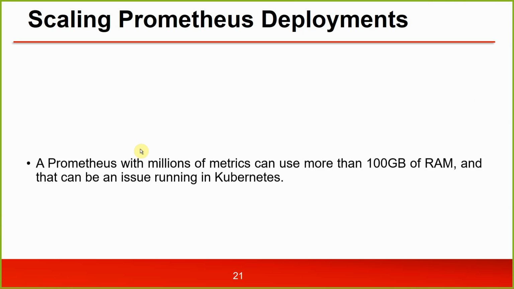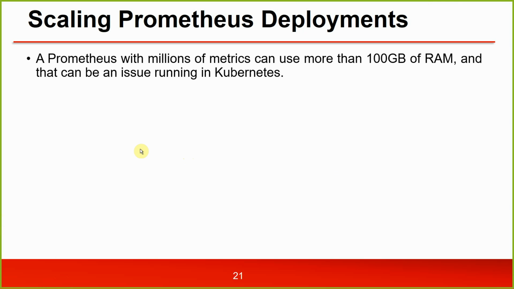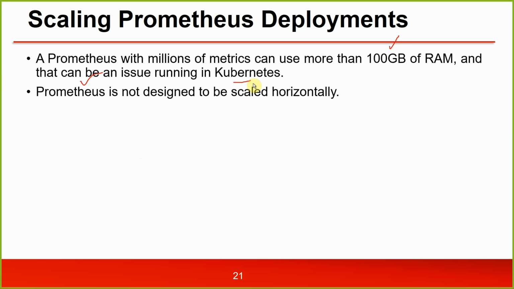How can we scale Prometheus deployments? That is a very challenging part, and there are a lot of unanswered questions. I will not be able to give you a straight, simple answer because things are not very clear on this part. A Prometheus with millions of metrics can use more than 100 GB of RAM, and that can be an issue running in Kubernetes. The problem is it is not designed for this. That's why I categorically refuse to address this, because it is not designed to be scaled horizontally.